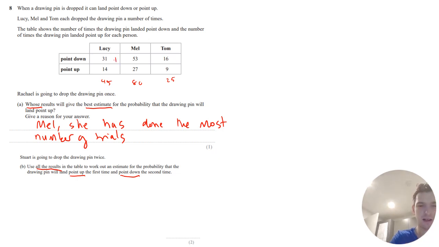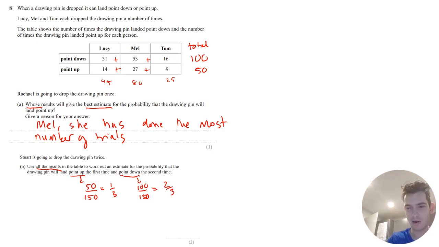So if I add together all of the results for point down, 31 plus 53 plus 16, I get 100. And same thing for point up, I get 50. So those are my totals. What is the probability that the drawing pin will land point up? Well, there are 50 times it lands point up out of a total of 150, because that's 100 plus 50. That we can simplify to 1/3. And then point down, that is 100 over 150, which is 2/3.